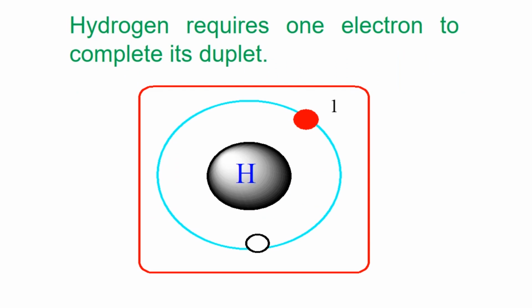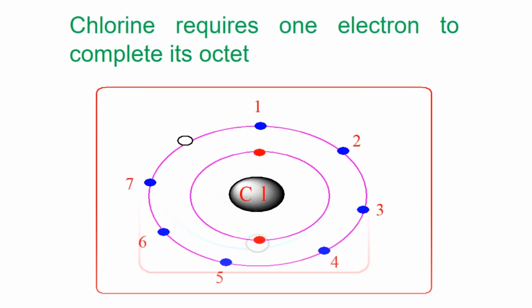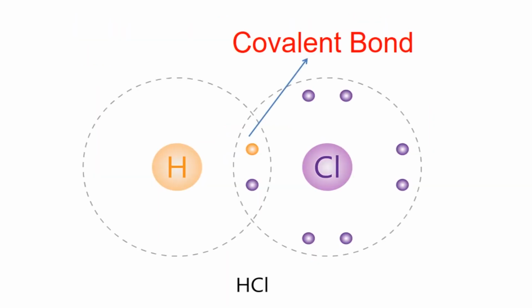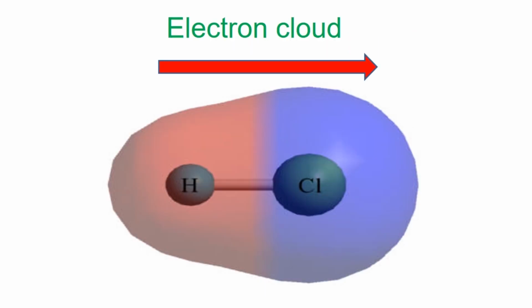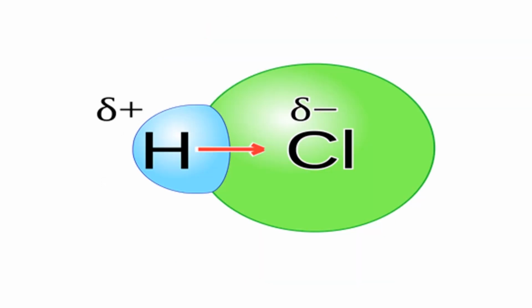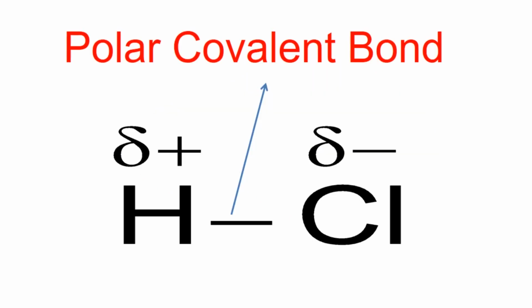Hydrogen requires 1 electron to complete its duplet and chlorine atom requires 1 electron to complete its octet. When a covalent bond is formed between two different elements like hydrogen and chlorine, it is polar in nature because chlorine is more electronegative than hydrogen atom. Therefore, the electron cloud is shifted towards chlorine atom. Due to this, a partial negative charge appears on chlorine atom and a partial positive charge on hydrogen atom. This is an example of polar covalent bond.